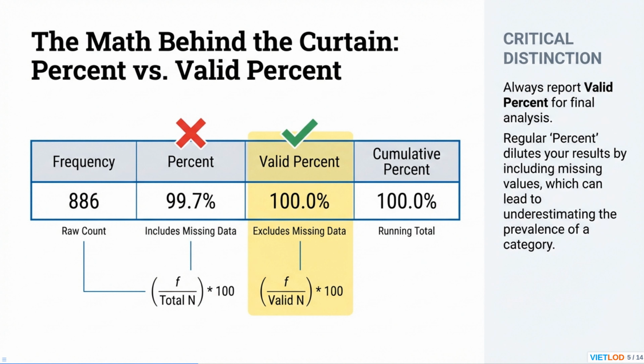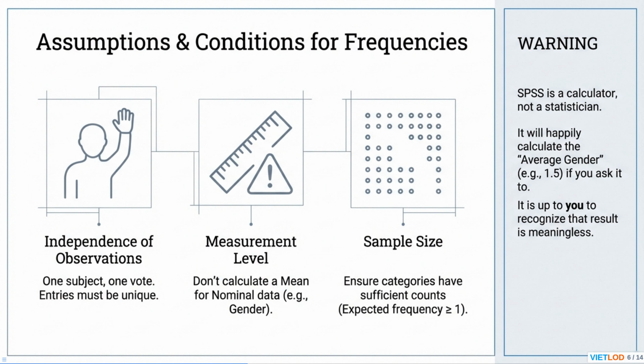For final analysis and reporting, it is a critical distinction to always use the valid percent. The regular percent dilutes your findings by including those missing values, which can lead to an underestimation of a category's true prevalence among respondents who actually provided an answer. For example, if you have 886 responses out of a total, the percent might show 99.7%, but the valid percent corrects this to 100%, accurately reflecting the proportion among those who responded.